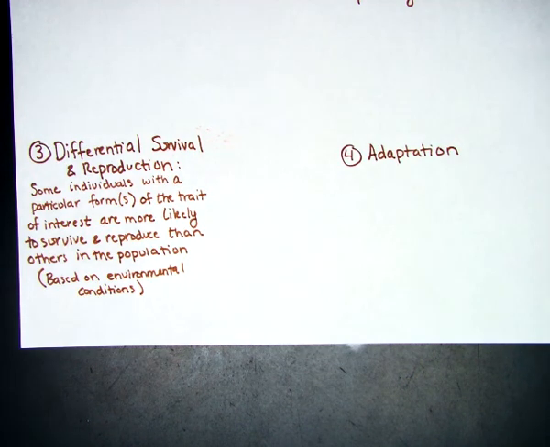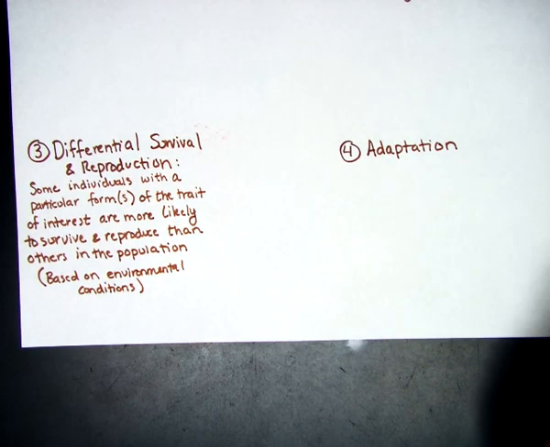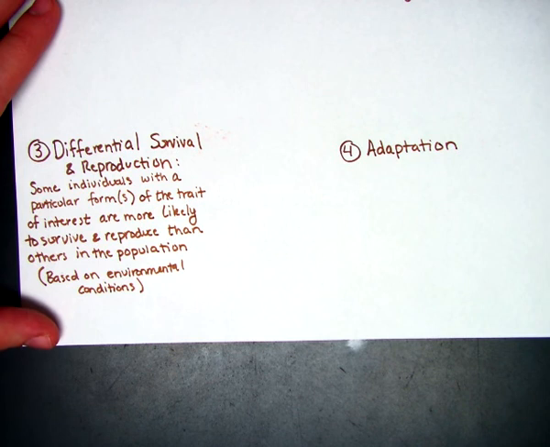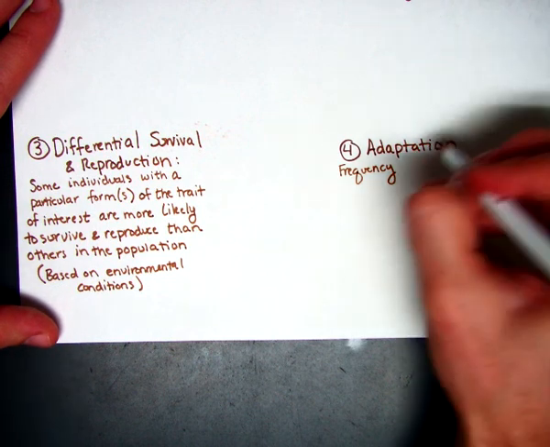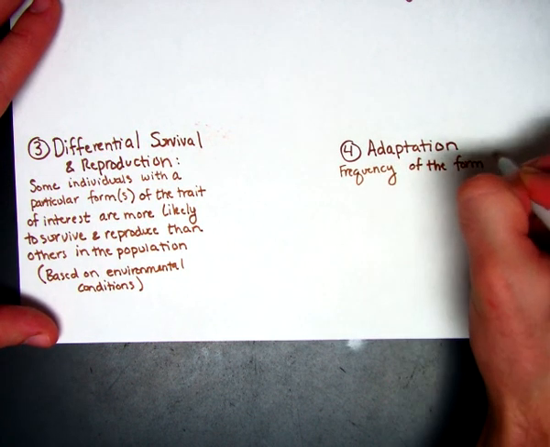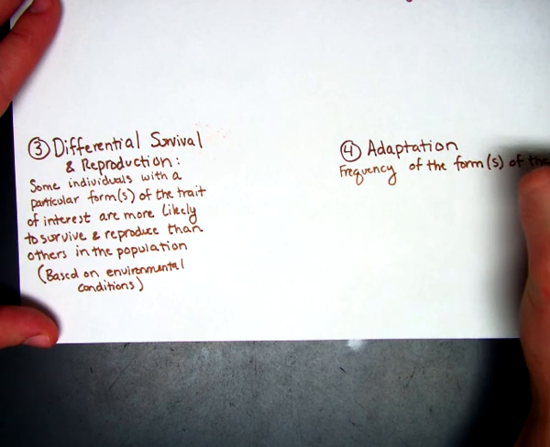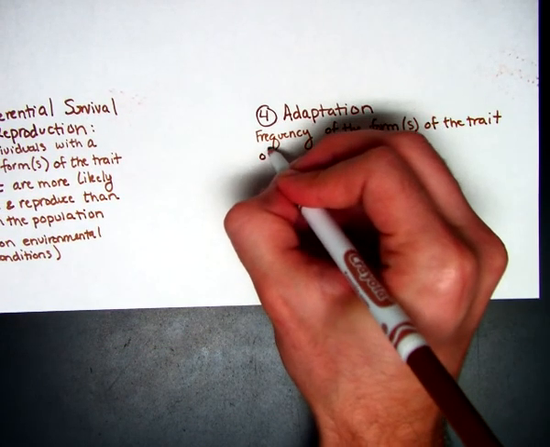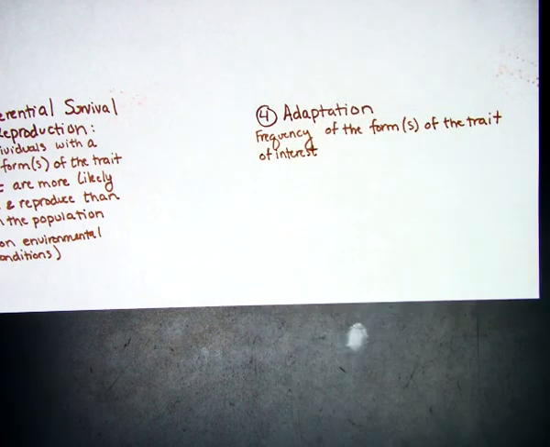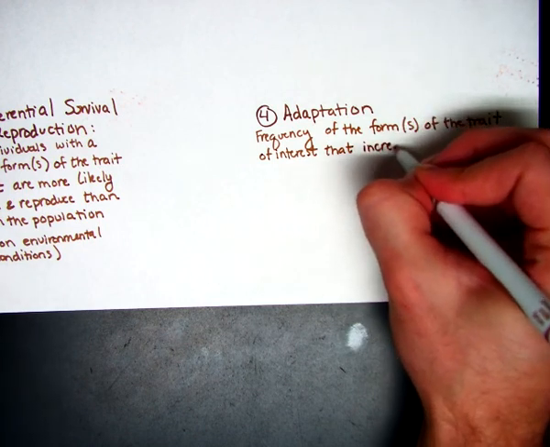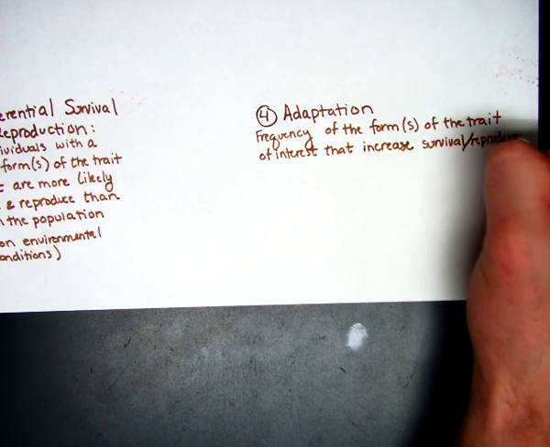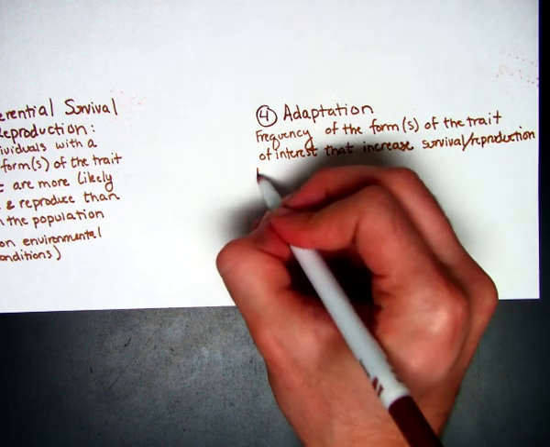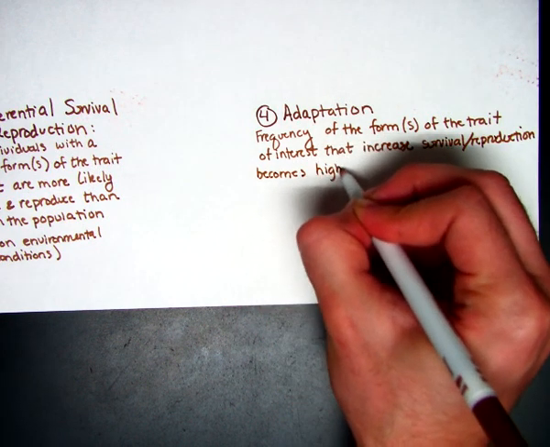The last one, we'll talk about some connections here. So adaptation, the way that they define it here, is that adaptation means that the frequency of the form or forms of the trait of interest that increase survival and reproduction becomes higher in the population.